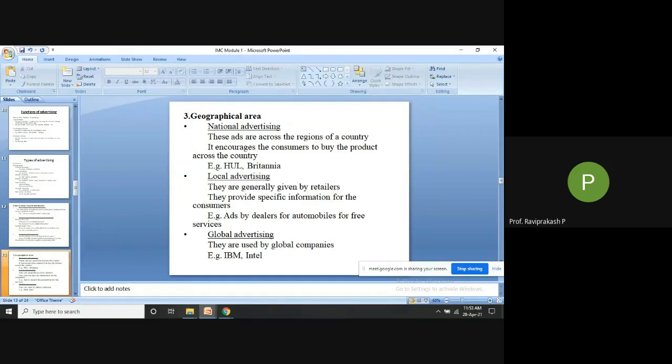And the last one is you are advertising globally, which means you are advertising in many countries simultaneously for the same product. Okay, like for example, your systems, your iPhone, mobiles, it is done globally. The advertisement is done globally, and the product is available globally. Okay, just an example. IBM, Intel was given. I gave you any mobile manufacturer who is there in multiple countries. Apple, Samsung, Motorola, all these are having global ads.